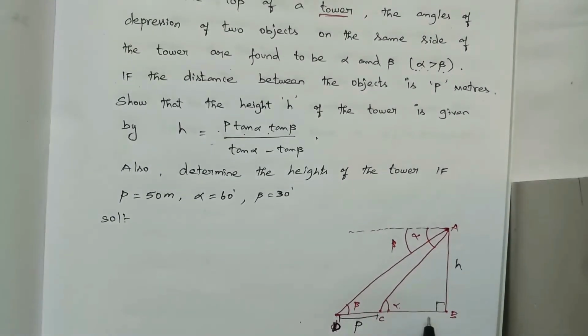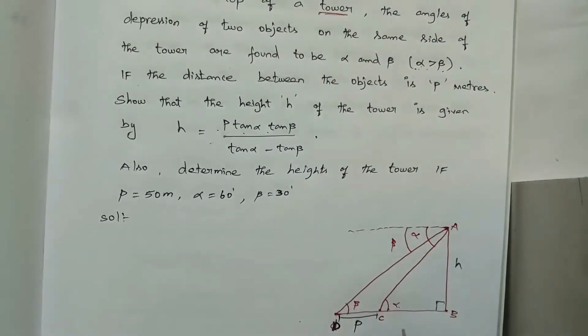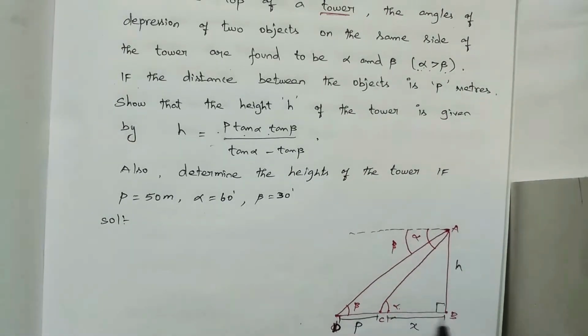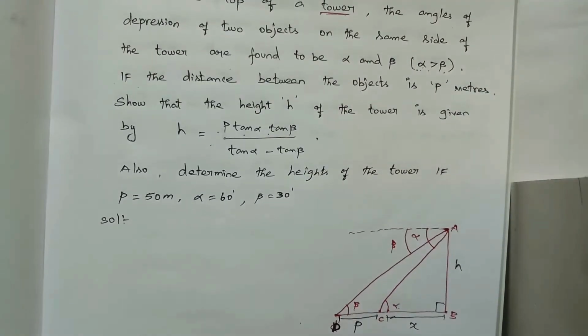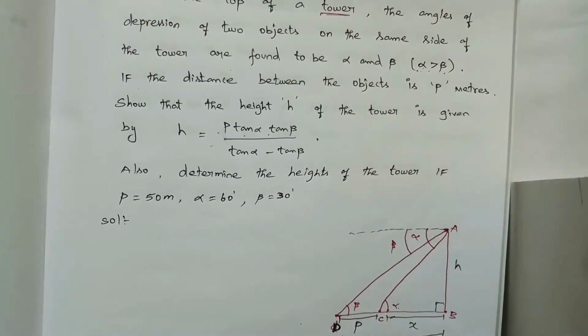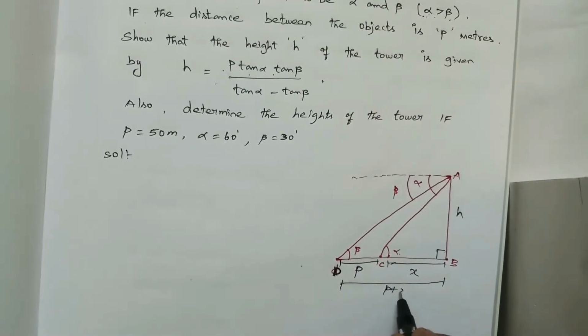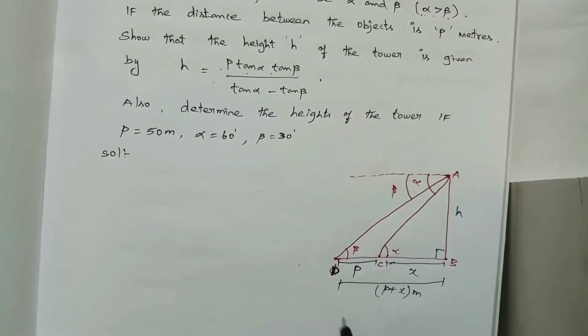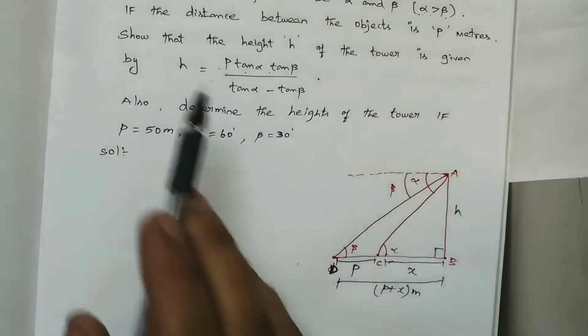We have two right angle triangles, and we know two angles, alpha and beta. I'm assuming BC, the distance from point B to C, is x. For the first right angle triangle ABC, the acute angle is alpha, the opposite side is h, and the adjacent side is x. For the second right angle triangle ABD, the acute angle is beta, the opposite side is h, and the adjacent side is P plus x meter. Now we have all of this, so using trigonometric ratios with the two right angle triangles, we can prove this.